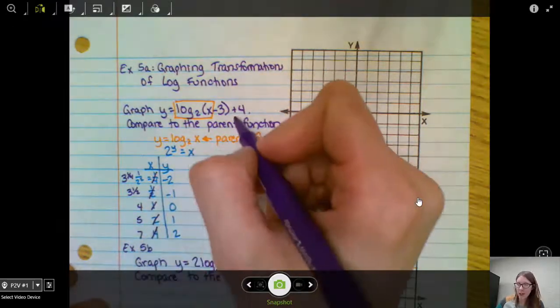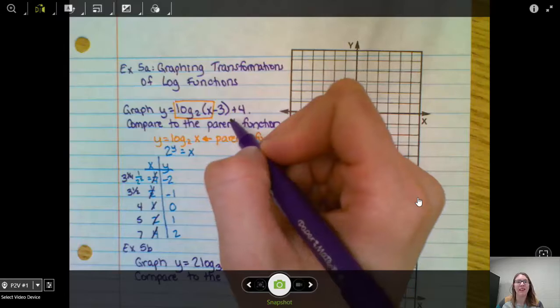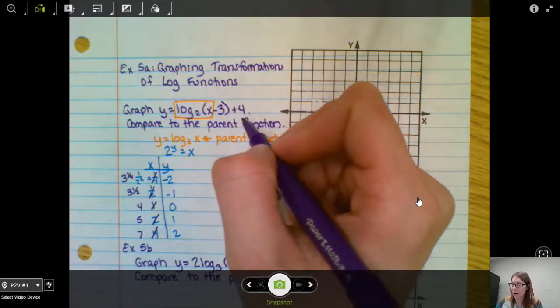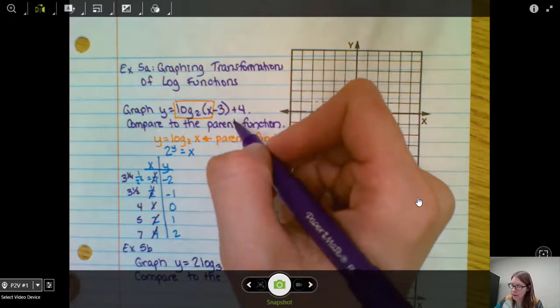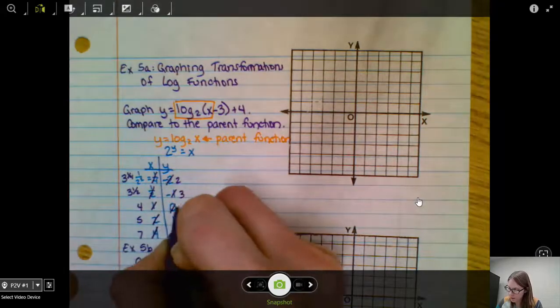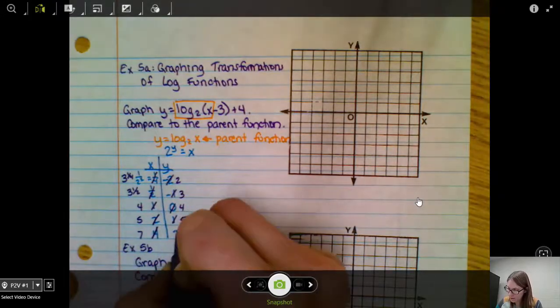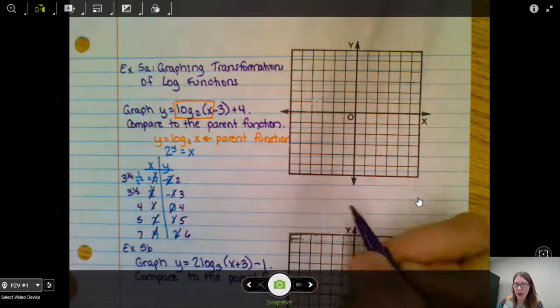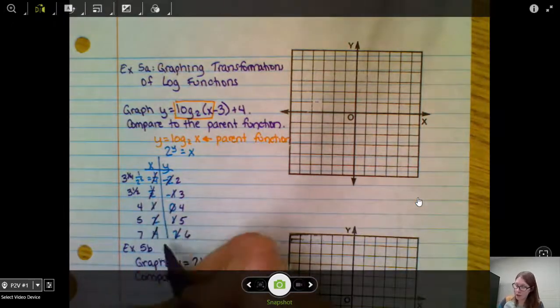Then this plus 4 at the end, it's outside. It's going to move our graph up 4. So add 4 to all of your y values. We get 2, 3, 4, 5, and 6. And then these will be our points when we are graphing.